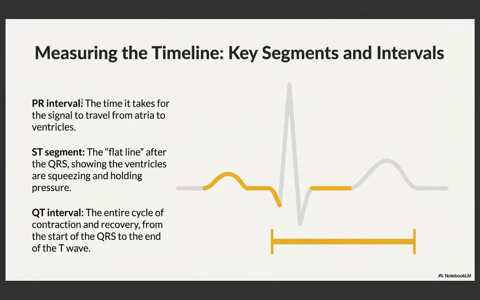There's also a PR interval, and this is the time it takes for a signal to transmit from the atria to the ventricles.